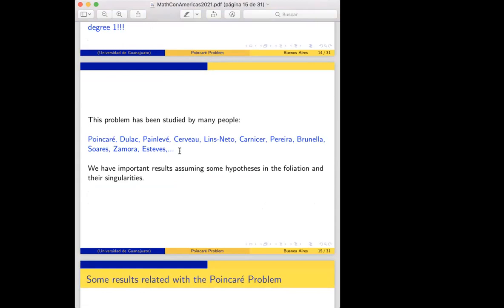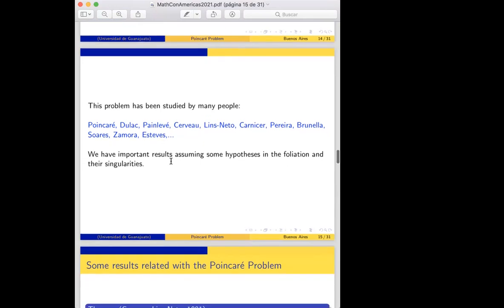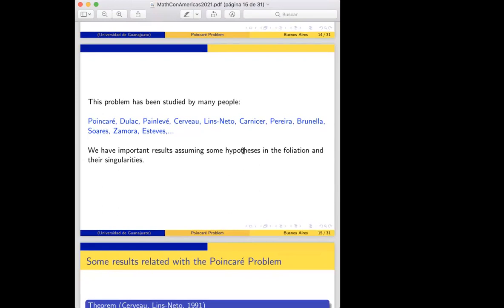Many people work on this important problem. I'm going to say three theorems related to this Poincaré problem. There is in the foliation. First, a theorem by Cerveau, and it's on the plane of degree D and C.